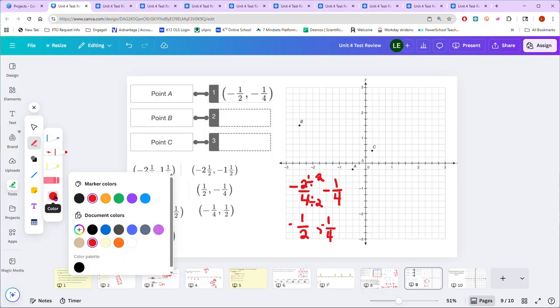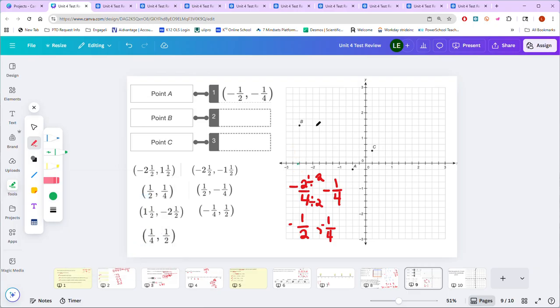I'll change colors here. So I'm going to go all the way. B lines up to right here, and it lines up to right here. So I find my X first, and it's 2 and 1/4, 2/4. So I have negative 2 because I'm going backwards, and 2/4. But remember, it also could be negative 2 and 1/2.